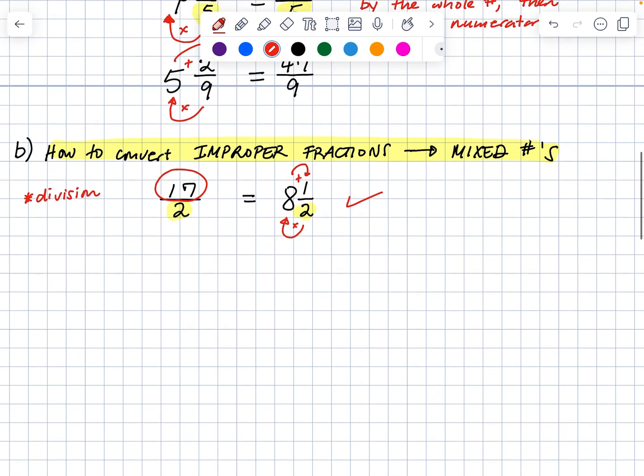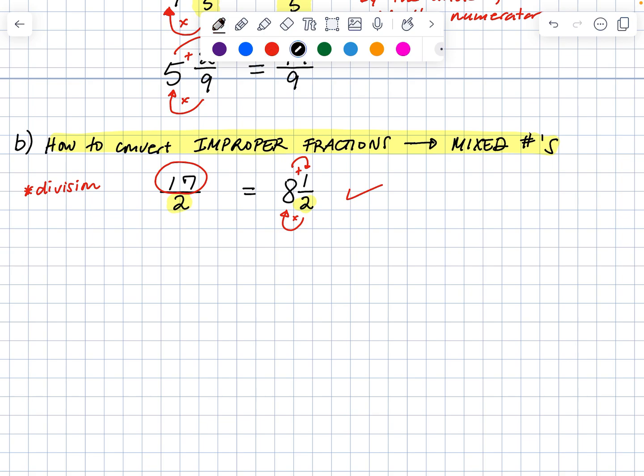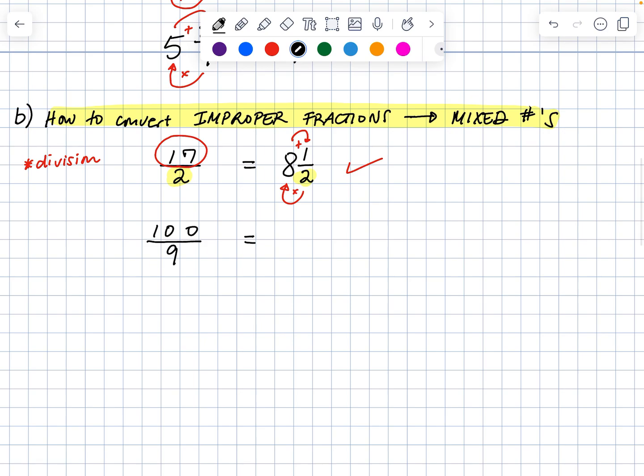I'll do another example with you before you can do one on your own, but if you want to pause the recording and figure out the next example on your own, go ahead and do so. The next one will be 100 over 9. So again, if you want to try this on your own, you can. If you want to do this one with me, go ahead and I will walk you through it.